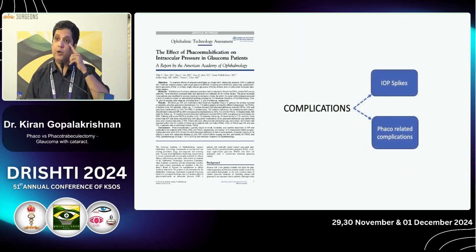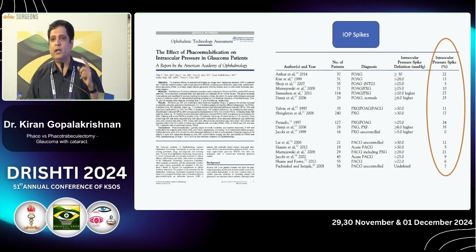Now we want to look at the complications when you perform phaco in a patient with glaucoma. So you have IOP spikes, and then the other is phaco-related complications. Certainly when you perform phaco in a patient with glaucoma, irrespective of the type of glaucoma, you are likely to develop IOP spikes, especially in the first week, which is higher than average.